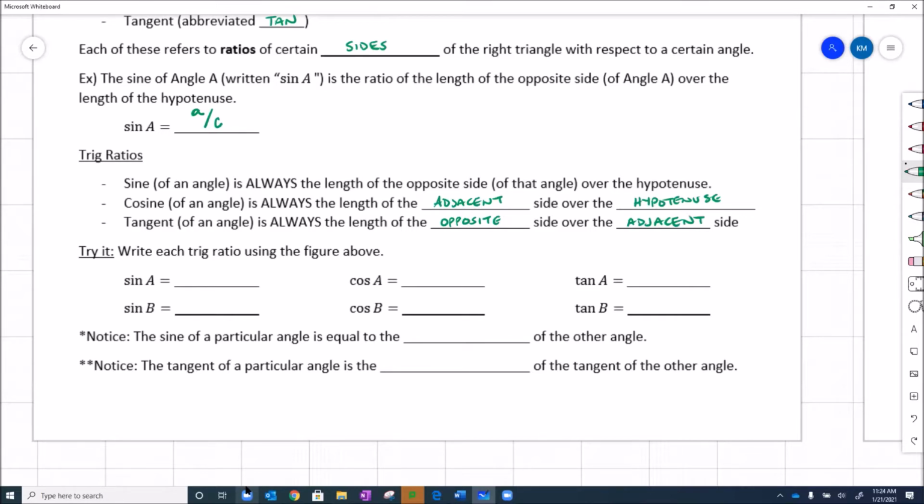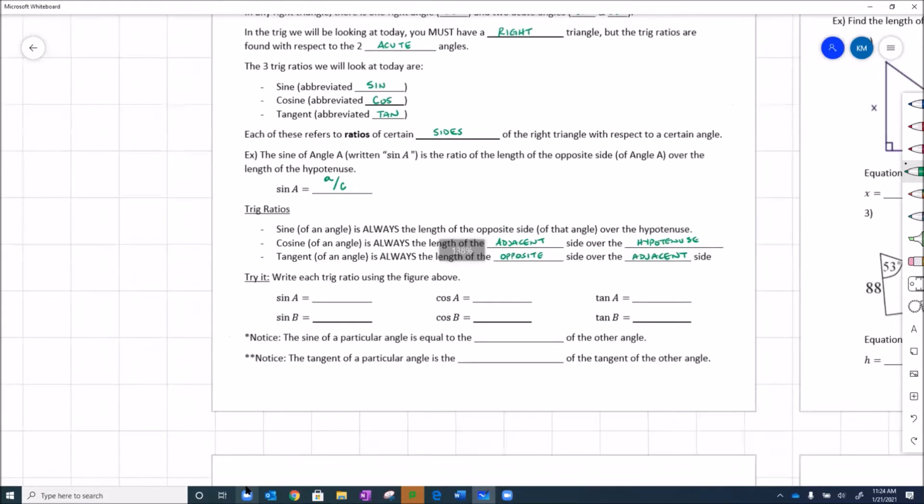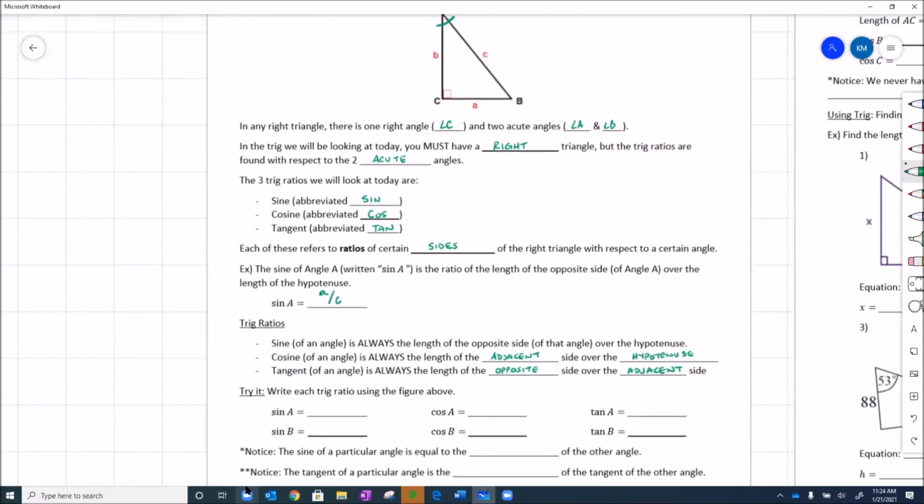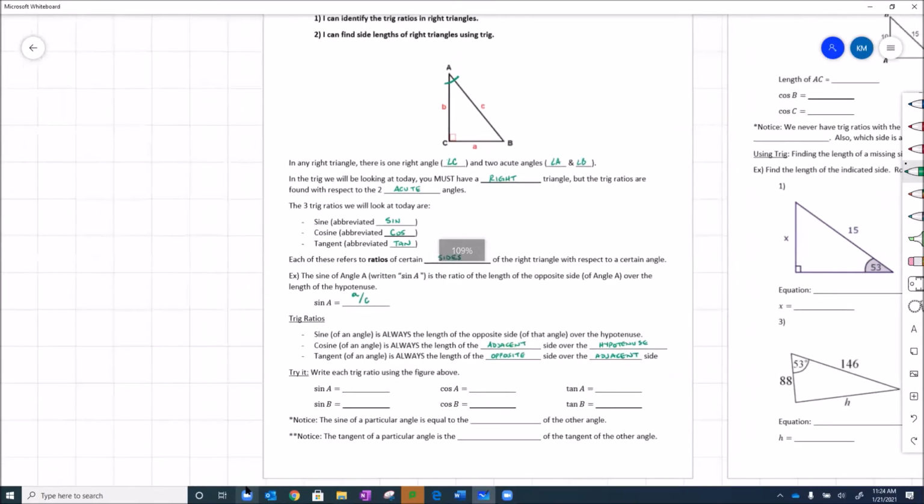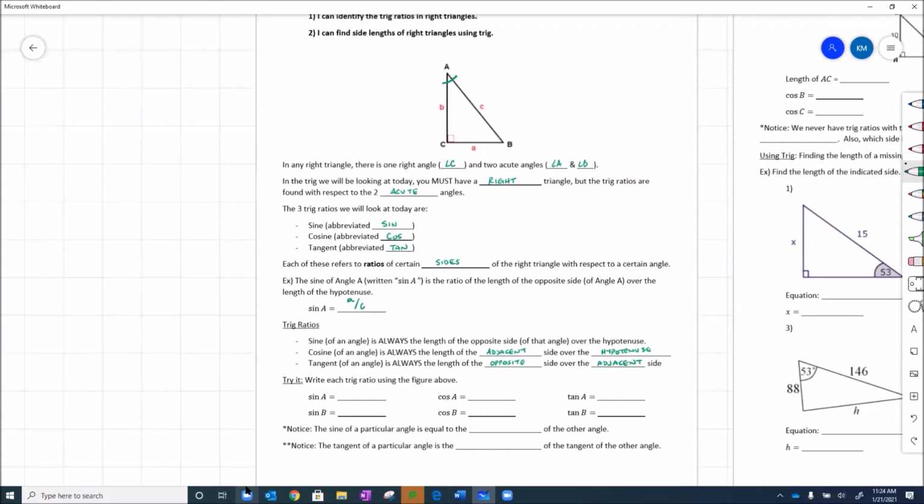All right. So it says write each trig ratio using the figure above. Zoom out so we can see all that. Okay. So sine A, we've already done that, but we'll do it again. It's the opposite over the hypotenuse. So the opposite would be A. The hypotenuse would be C. Okay, cosine A, again from A, our cosine is the adjacent side. That's the side that's next to our angle.